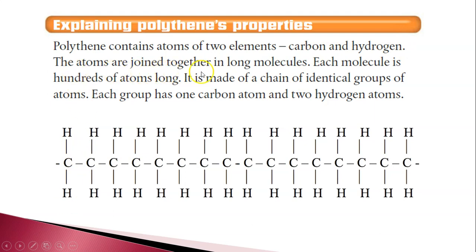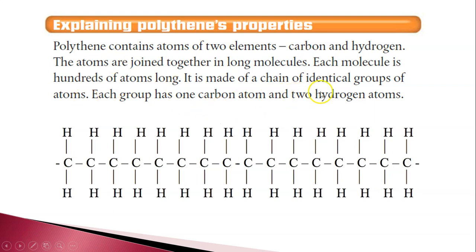The atoms are joined together in long molecules. This is a repeated structure. The same thing will be repeating over 100 times. This is a long chain. Each molecule is hundreds of atoms long. It will be having hundreds of atoms.